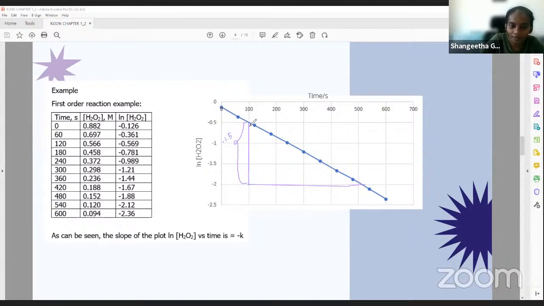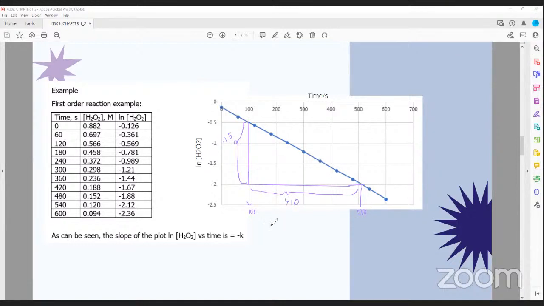Correct? The distance from here to here is negative 1.5. And the distance from here to here, maybe it's not very clear because it's already cut up to here, so I'm just going to give a ballpark figure of 510. And here it is 100. So the distance between here and here is 410.